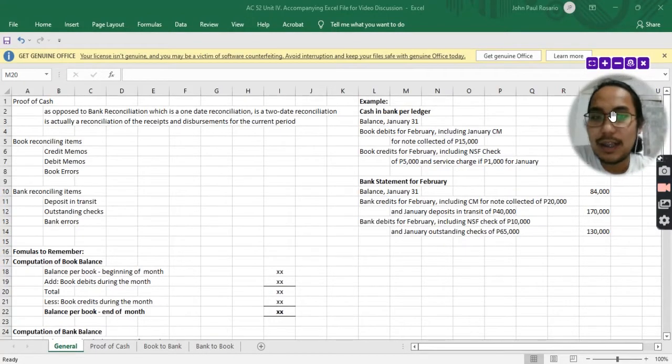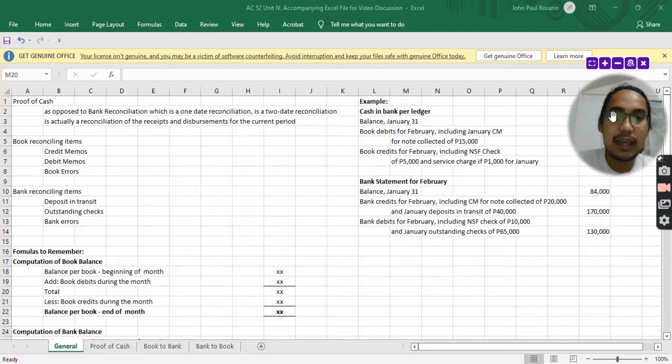Good day everyone. In this video, we will be discussing proof of cash, as opposed to bank reconciliation, which is a one-date reconciliation. Proof of cash is a two-date reconciliation. When we say one-date reconciliation, for example, you have a bank recon for February, then you will only be reconciling the balances of book and bank for the February balances, no?